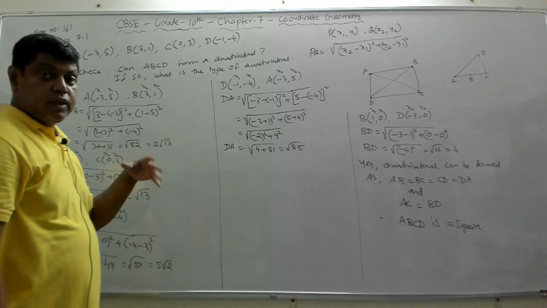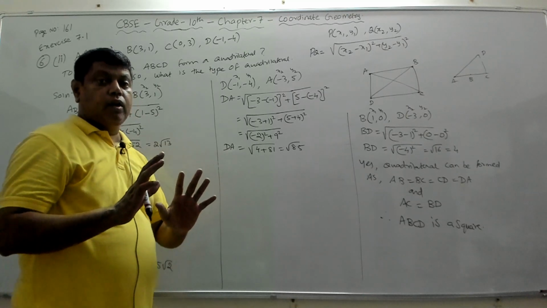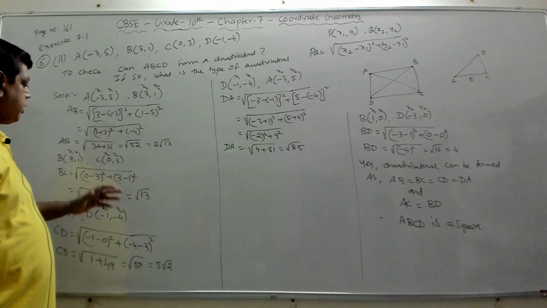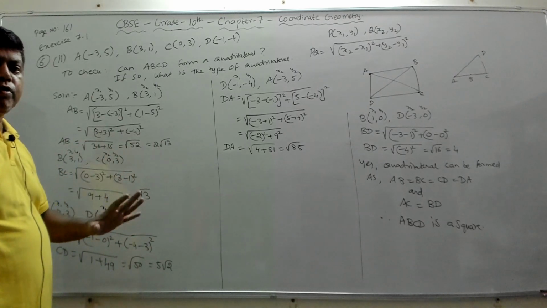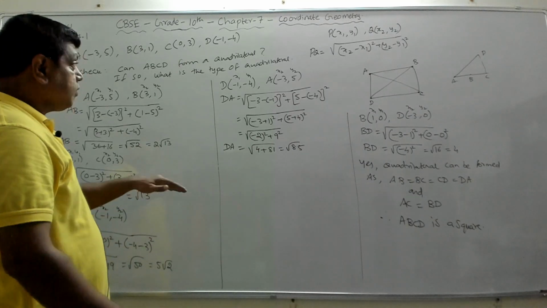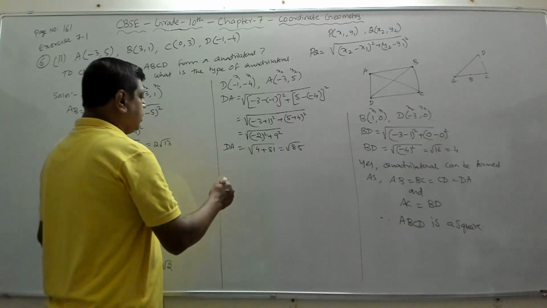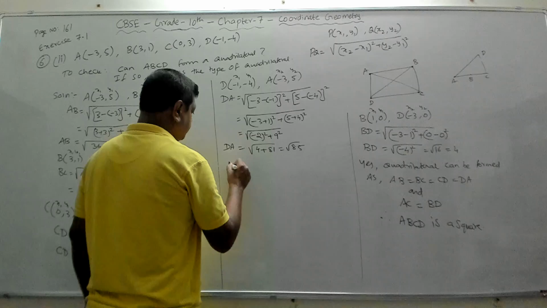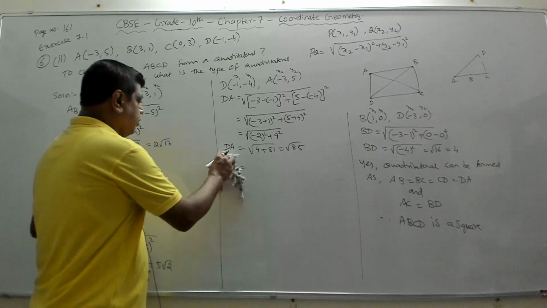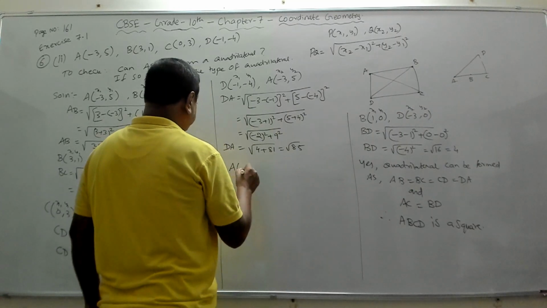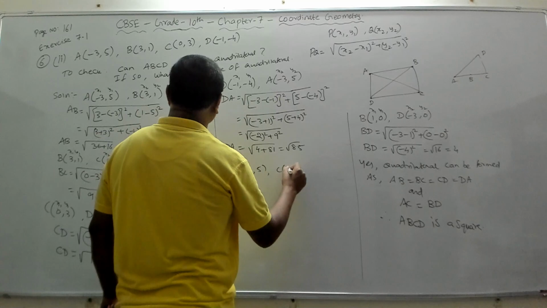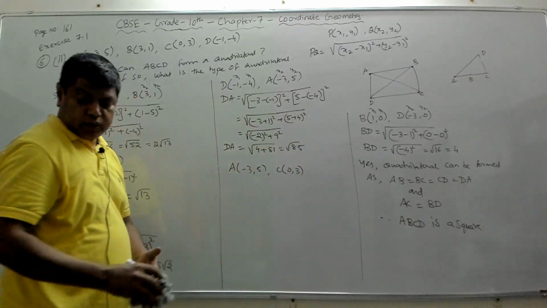Now we'll have to really check whether, first of all, a quadrilateral can be formed. Let's forget about the type of quadrilateral. Now all are different. Even if the quadrilateral can be formed, it may not be of any type. It cannot be a square or anything. Let's check whether a quadrilateral can be formed. For that, let's find the diagonal AC. A is (-3, 5) and C is (0, 3). Let's find what AC is.